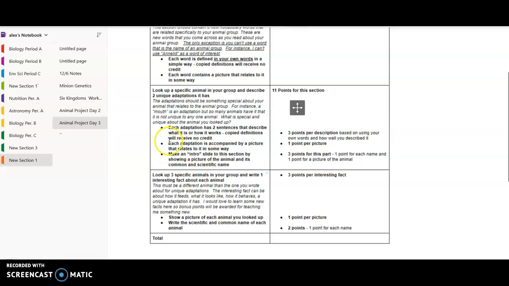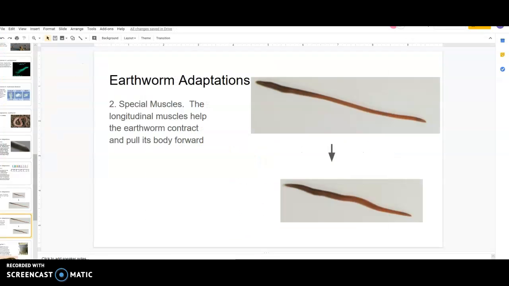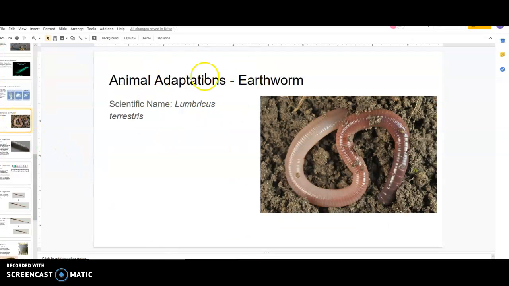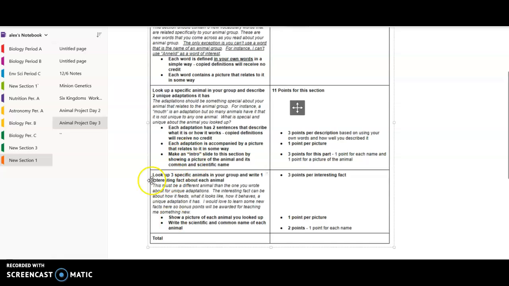I accompanied each one by a picture. I have multiple pictures. Awesome. And make an intro slide that shows the animal and its common and scientific name. Did I do that? Yep. And then last, look up 3 interesting facts. Write 1 interesting fact about each animal. And it could be any of these, right? 3 points per interesting fact. Hopefully you guys teach me something new here. I definitely learned something new about these annelids.